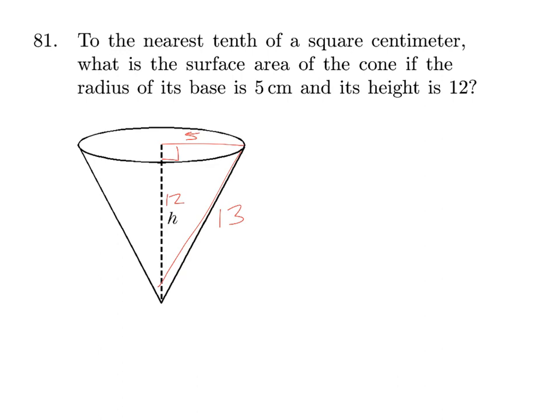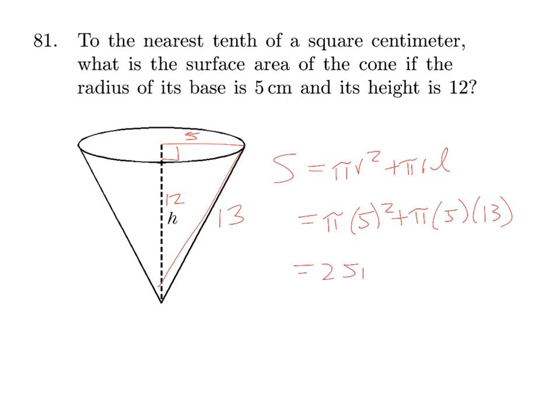So the surface area of a cone is pi r squared plus pi r l. So I'm going to have pi 5 squared plus pi 5 times L, 13. So I have 25 pi plus 65 pi, and that's equal to 90 pi. If I plug in pi, I end up with 282.7 centimeters squared. Done.